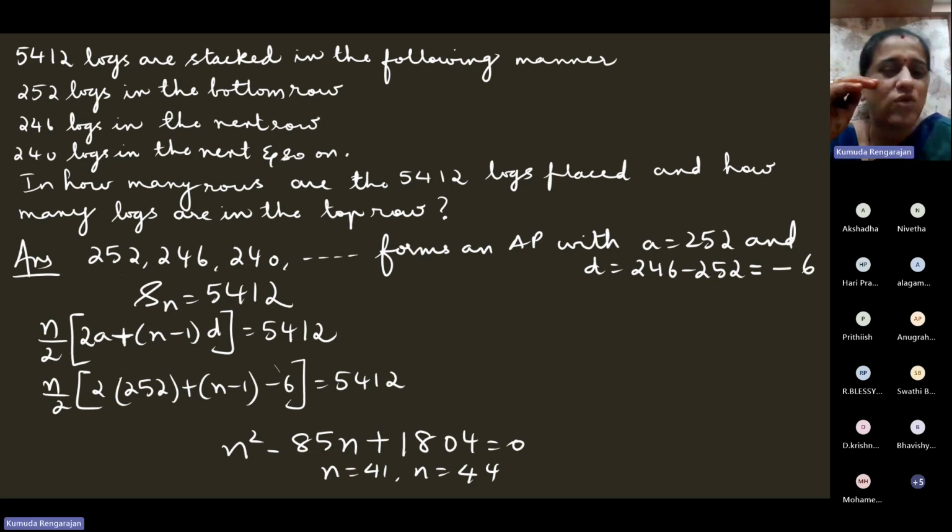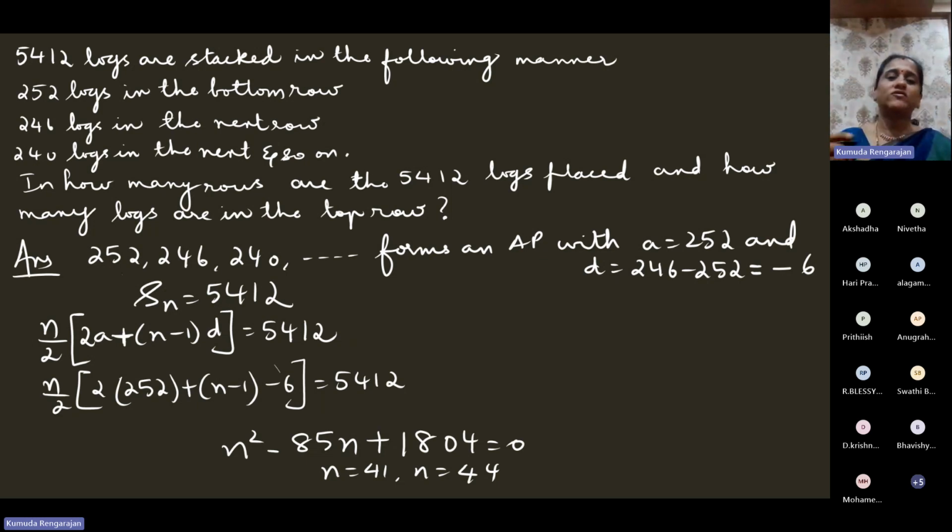Actually, you can find A44 straight away. You'll understand why. Or you can find both: find A41, find A44. So when you find A41, what is A41?